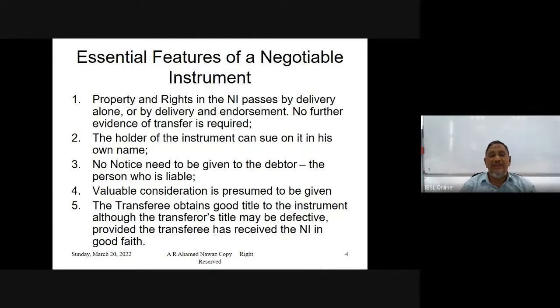For a value, the transferee obtains a good title to the instrument, although the transferor's title may be defective, provided the transferee has received the negotiable instrument in good faith. And this is the most important legal part in the negotiable instrument. The transferee obtains a good title in the instrument, although the transferor's title may be defective. This is very important to understand. A negotiable instrument is like a currency note, where the ownership is doubtful. For example, a stolen check. A stolen check is negotiated or given to a person. The person who takes it in good faith, genuinely, for a value, gets a good title, better than the person who gave him the check.